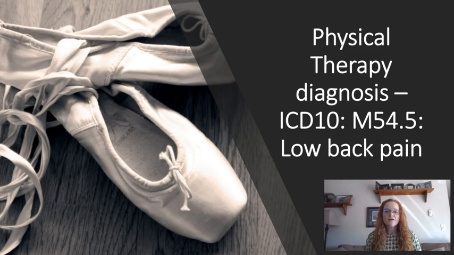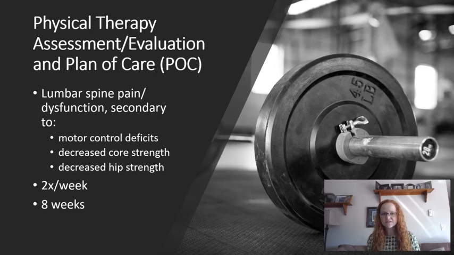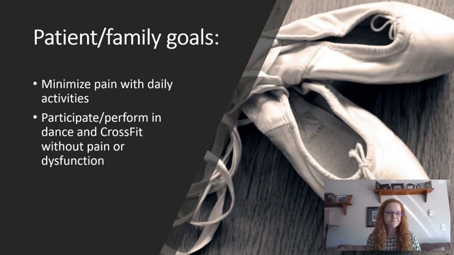So, physical therapy diagnosis was just low back pain. I might have added more because in her assessment, the PT noted that low back pain was secondary to motor control deficits and decreased core and glute strength. This patient had a really hard time not going into lumbar lordosis first with just about every movement. She couldn't control it. It affected her functional movement. So, motor control deficit, right? PT suggested twice a week, 8 weeks to start. That was in line with what the doctor also recommended.